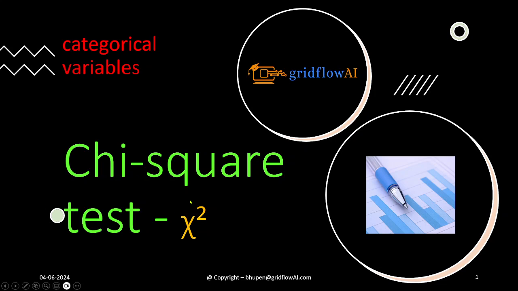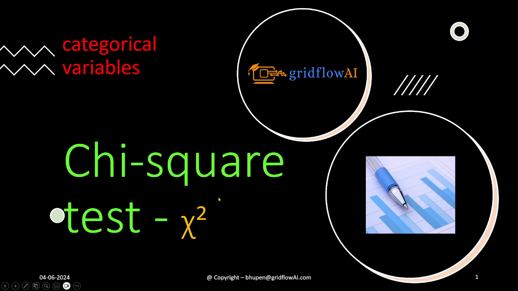Imagine you flip a coin and wonder if it is a fair coin or not. The chi-square test actually helps answer this by comparing what you expect, equal heads. So what do we expect? Equal heads and tails, to what you actually observe. If there is any difference, then the chi-square test can tell you whether the coin is fair or not.